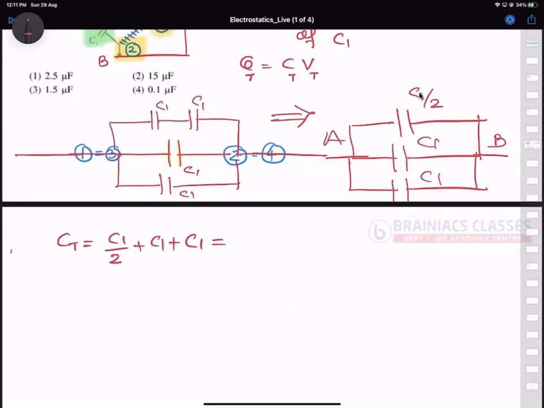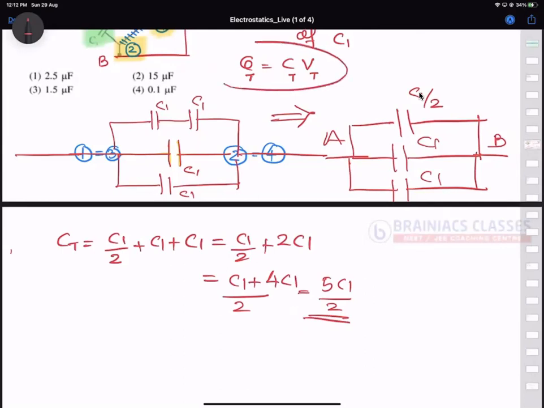So how much will come? C1 by 2 plus C1 plus C1, that is 2C1. Then simplify with the LCM 2: C1 plus 2 multiplied, so we get 4C1. So how much will the answer be? 5C1 by 2. 5C1 divided by 2 is the total capacitance.